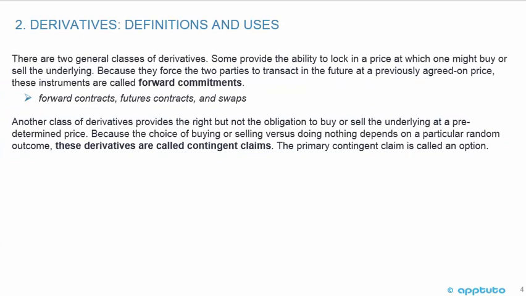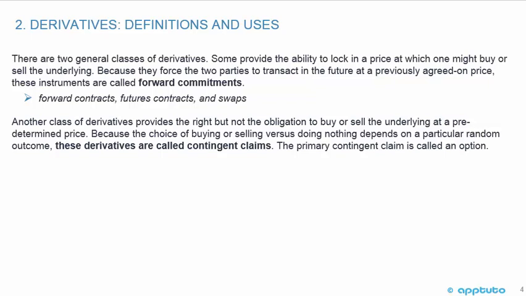So continuing with derivatives, definitions, and uses, there are two general classes of derivatives. Some provide the ability to lock in a price at which one may buy or sell the underlying, because they force the two parties to transact in the future at a previously agreed upon price. These instruments are called forward commitments. And forward contracts, futures contracts, and swaps are examples of forward commitments.